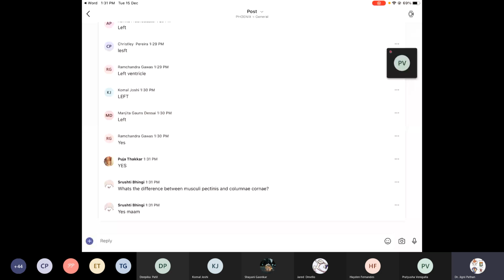What is the difference between musculi pectinati and columnae corneae? Musculi pectinati is present in the auricle wall. Columnae corneae is present in the ventricle wall. The walls of the auricle and ventricle are not smooth. They have ridges. The ridges of the auricle are called musculi pectinati. The ridges of the ventricle are called columnae corneae. Point is clear?